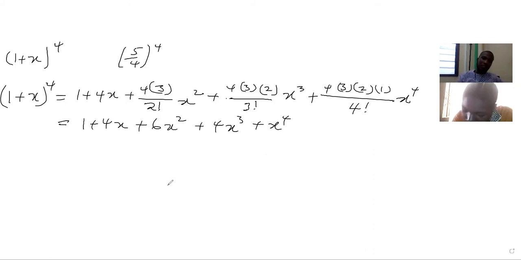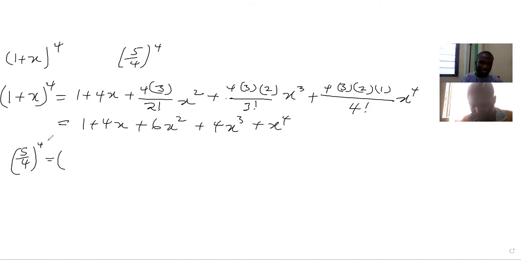Then when we expand this, we are going to express this one in a way that it will look like this. The first thing we need to do is to change it from the common fraction to decimal fraction, meaning that 5 over 4 x power 4 will give us what? Don't add the exponent here, just do the power 4.